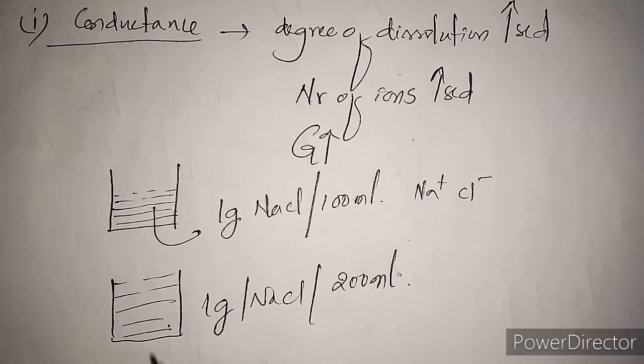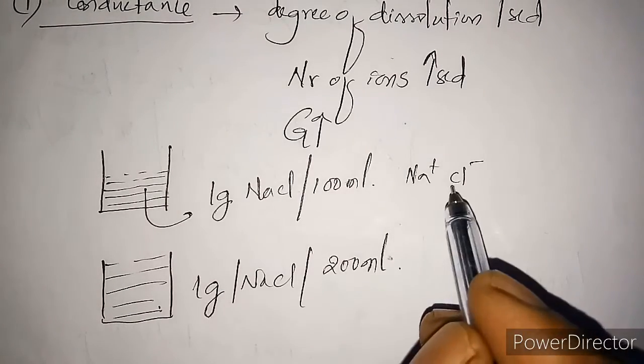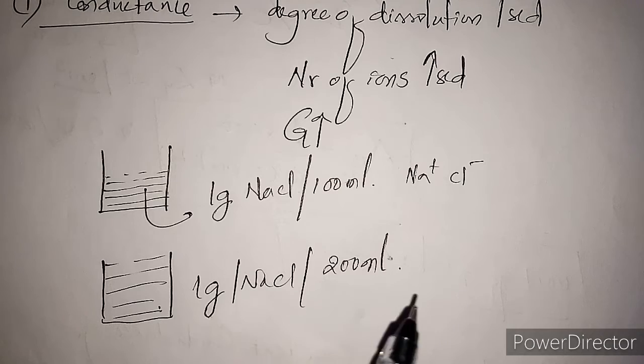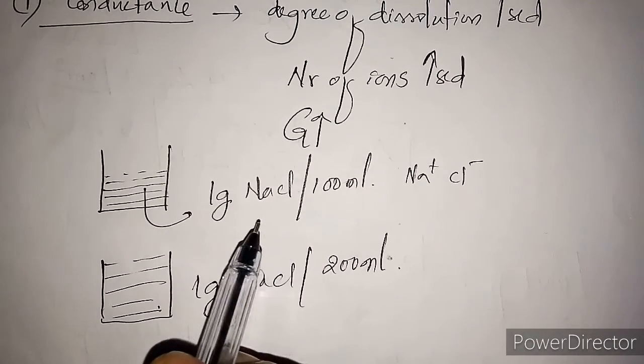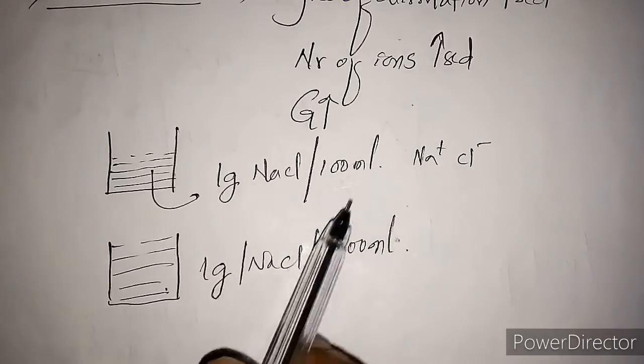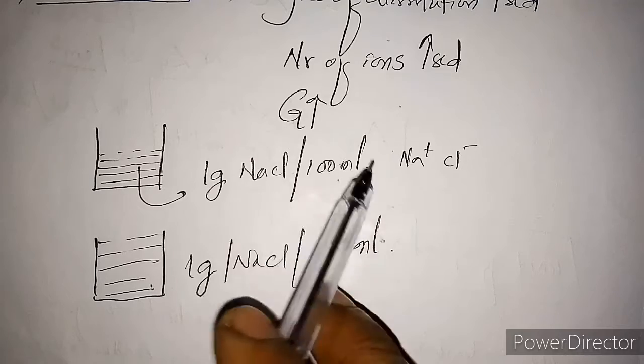Because of the decrease in the volume, there is a chance that Na+ and Cl- will recombine. Because of the space provided by the 100 ml of the solution, there is a lesser interaction, because the amount is 100 ml and the interaction is constant.